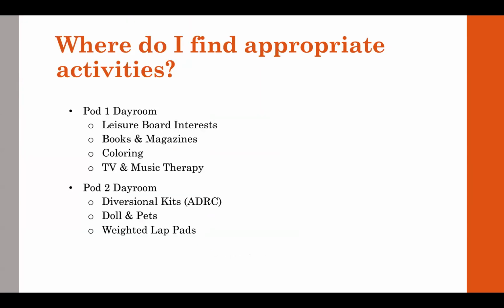So where can you find the appropriate activities? In the Pod 1 day room, the leisure board's interests are located on the back of the wall under the cabinet. Books and magazines are in the cabinet, along with coloring, TV and music therapy. And in the Pod 2 day room, that's where the diversional kits are located, the dolls and pets, and the weighted lap pads.